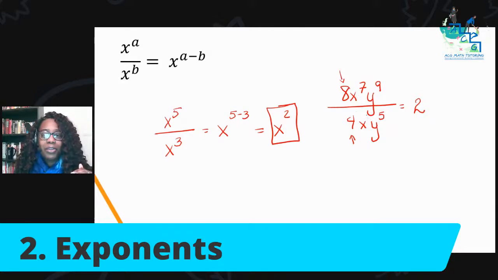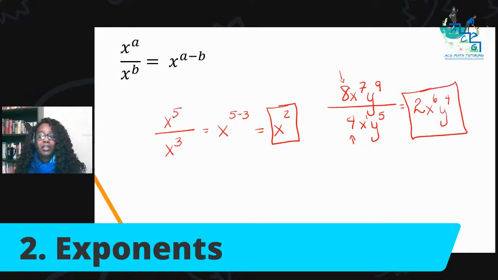Now here, I don't see anything. There's no number there. Here's the thing. It's always assumed to be a 1. If you don't see an exponent, it's always assumed to be a 1. So it's really 7 minus 1, which gives me x to the 6th power. Now look at your y's. You got y to the 9th divided by y to the 5th. So it's going to be 9 minus 5, which gives me 4. So my solution for this one is going to be 2x to the 6th, y to the 4th.